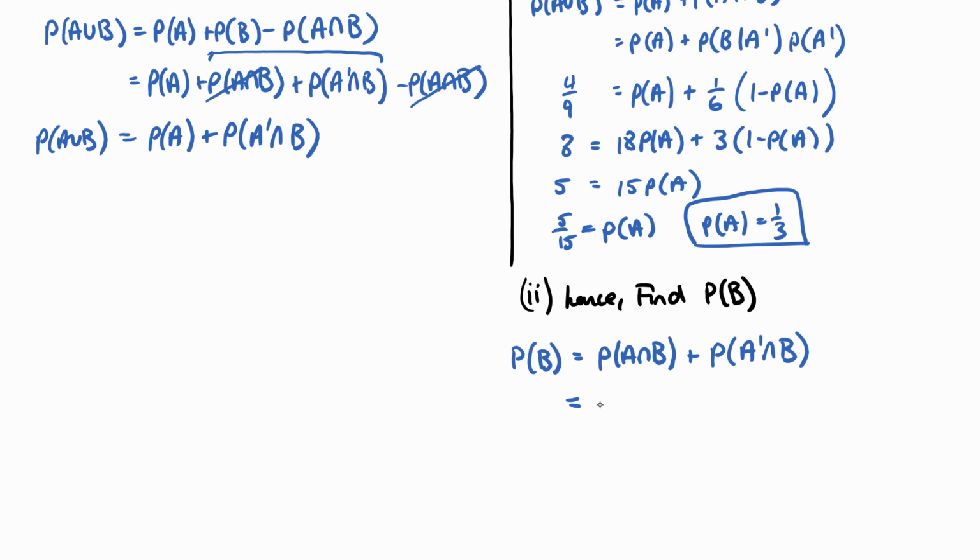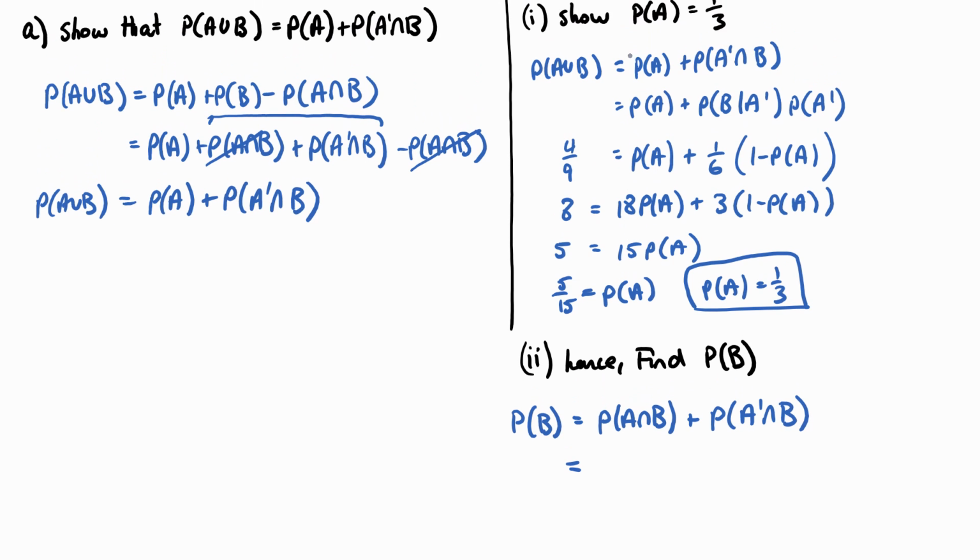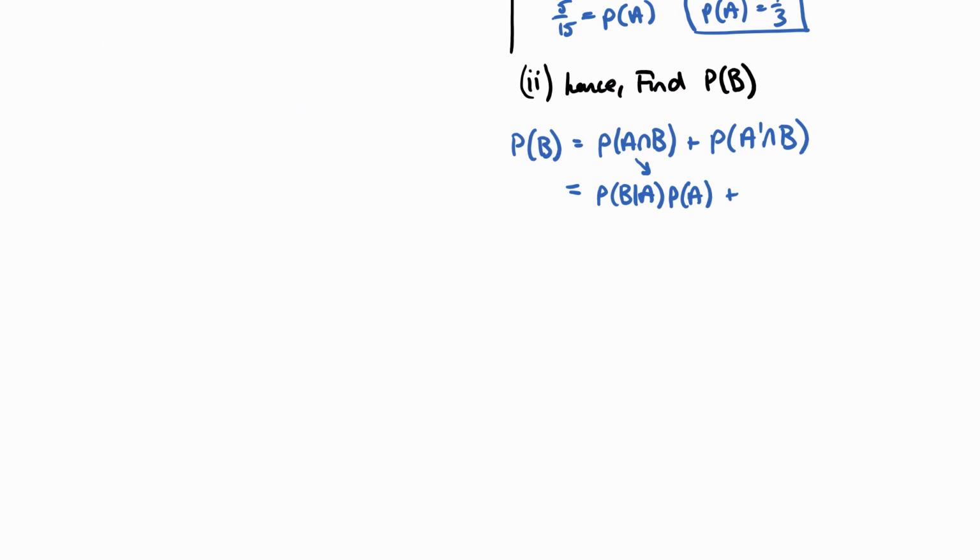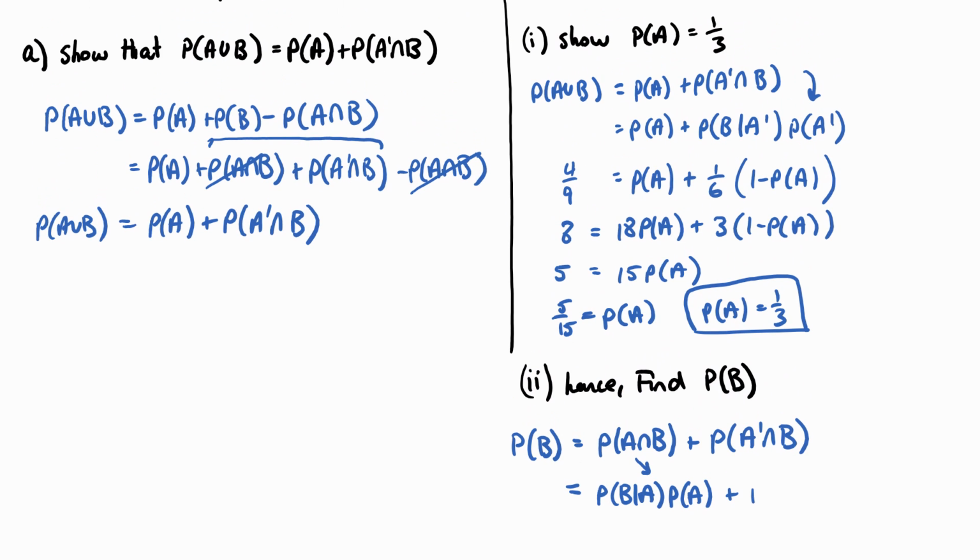The probability of A and B, again, similar to what I did in this section here, this is the probability of B given that A times the probability actually of A. Conditional probability, that's this. And then this here, same as this bit here, this is the probability of B given that not A times by the probability of not A.